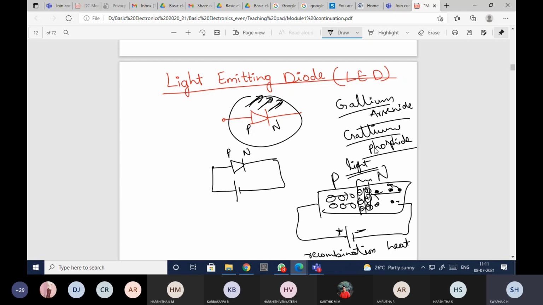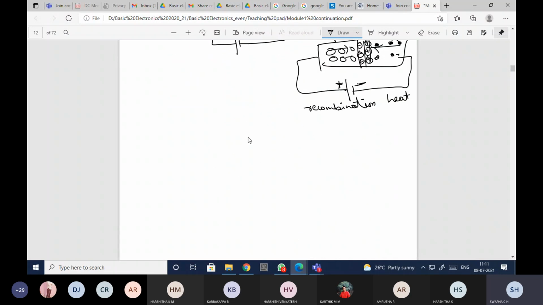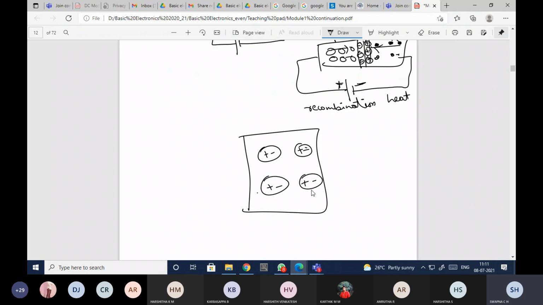This is the principle of LEDs; how these LEDs are able to emit light is based on this principle. Whenever the recombination happens, I'll take recombination in the sense that positive holes and negative electrons get combined. Whenever these electrons combine with the holes, what happens? It will emit light. So instead of heat, it will emit the energy in the form of light.